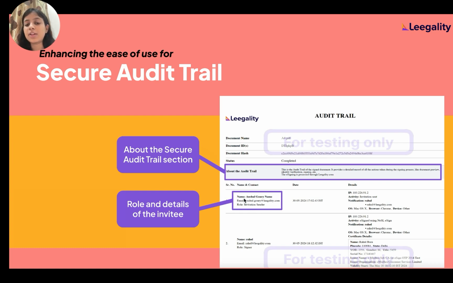As you can see here, Anshul was the invitation sender, Rahul was a signer. The third update is that we have added the email and phone number of each invitee under their name. As you can see, Anshul sent it via this email, Rahul used this email to sign the document.